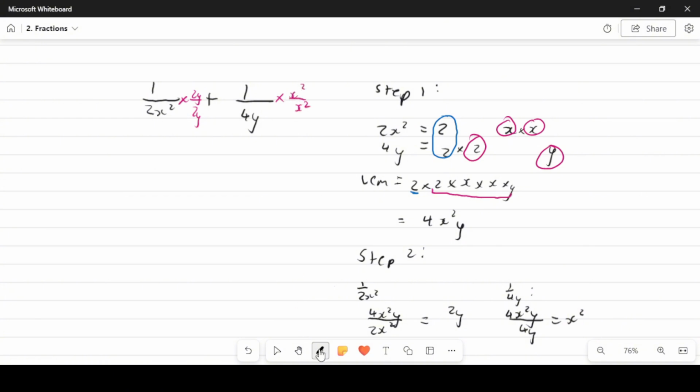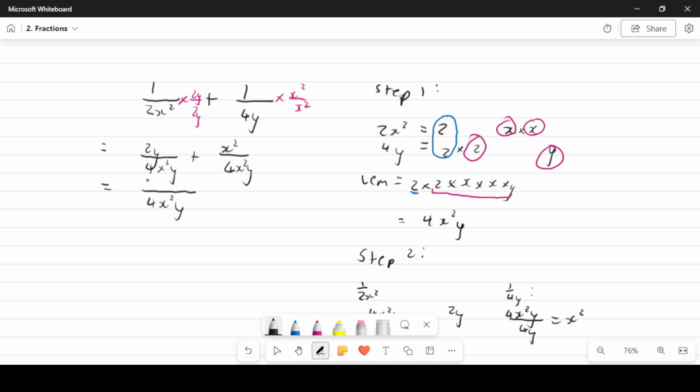Right, and now let's simplify. Very straightforward. So if we simplify, this will be 1 times 2y is what? 2y. And 2x squared times 2y is 4x squared y, plus 1 times x squared is x squared. 4y times x squared is 4x squared y. Now can you see that we have the same denominators for both these fractions? So now I can simply add. So it'll be 2y plus x squared. And this is what we call unlike terms. So therefore we cannot add them. And therefore your denominators are the same. And that's how you simplify this question.